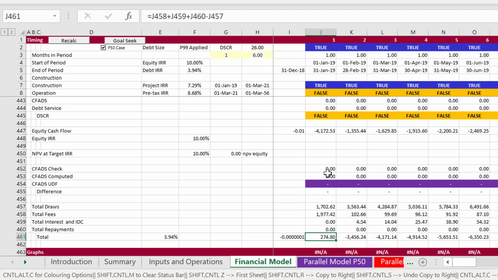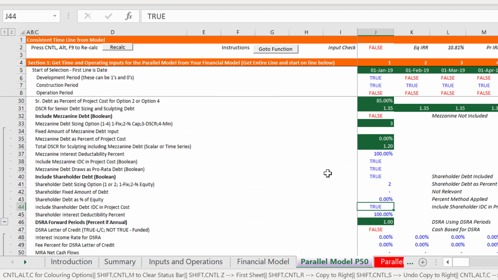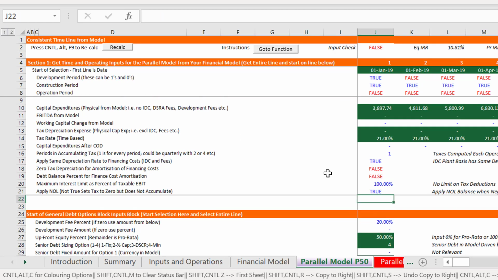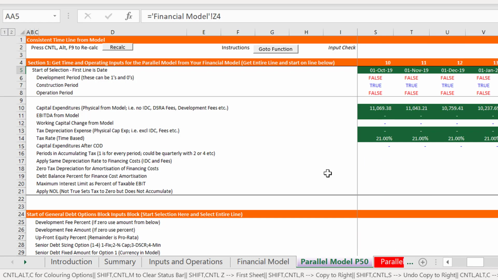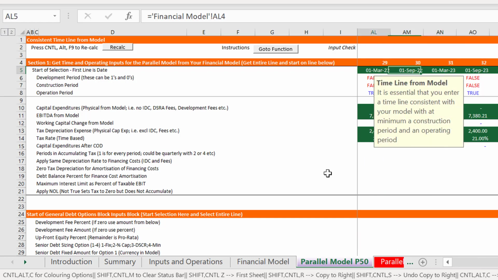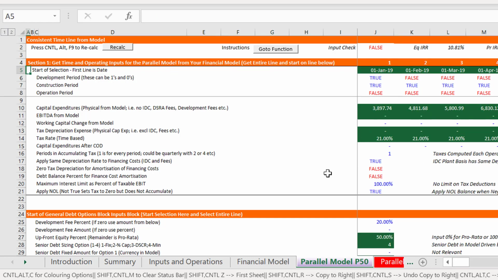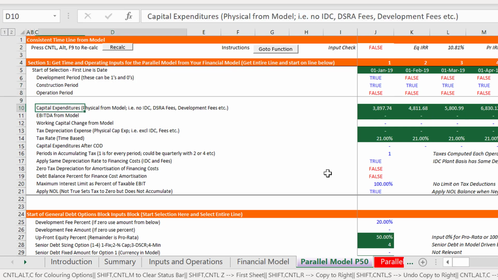Okay, and we have our graphs. Then here's what you do. Here is the big deal. This is the big deal. You make this parallel model. You get it from a template. It's not that hard. The biggest part of this is getting a good timeline that's consistent between the construction period and the operating period, so you can kind of put everything in the same single page.